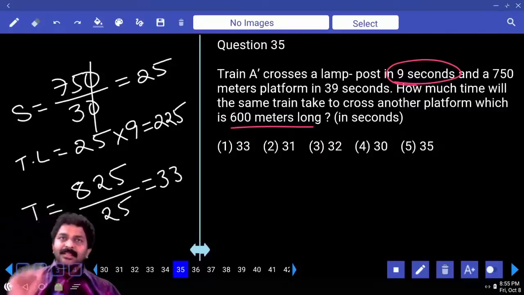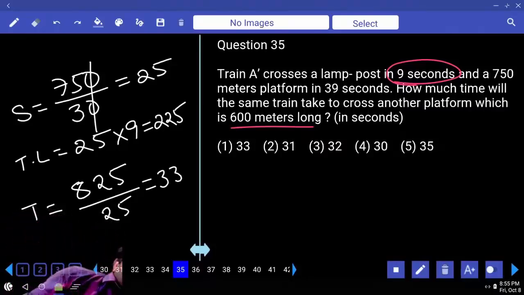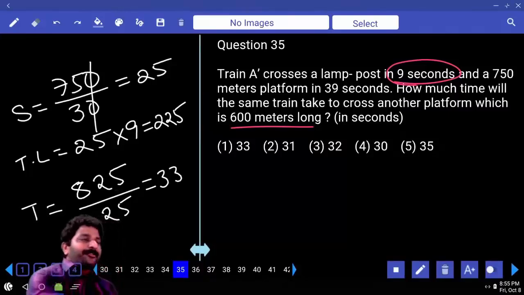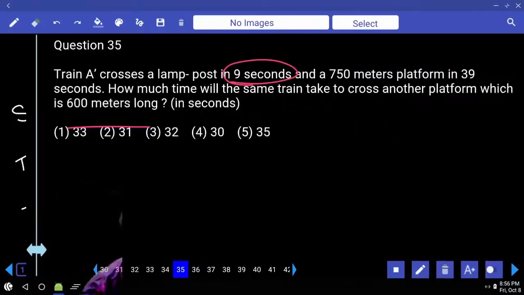Okay, it's a simple basic logic. If a train crosses a platform of length 600 meters, it takes time to cover first of all the train length and then the platform length. Agreed? First case, to cross itself, how much time is it taking? Second case, how much time is it taking? How much extra time is it taking? 30 seconds. Why is it taking 30 seconds extra? Because the platform length is involved. How much is the platform length? So to cover 750 meters of platform length, it is taking 30 seconds.